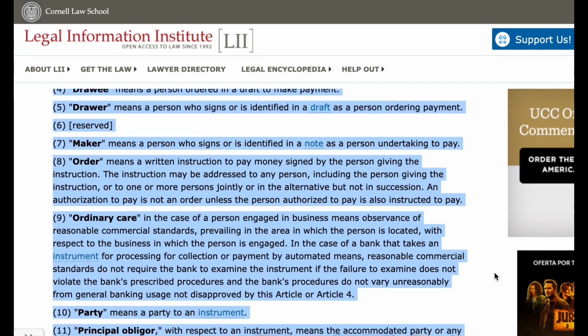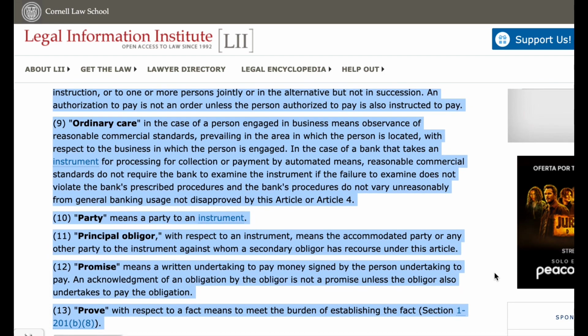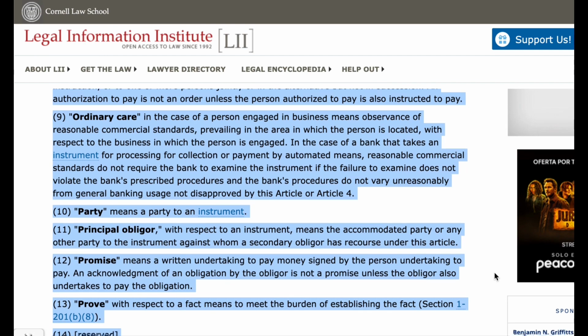9. Ordinary care in the case of a person engaged in business means observance of reasonable commercial standards prevailing in the area in which the person is located, with respect to the business in which the person is engaged. In the case of a bank that takes an instrument for processing for collection or payment by automated means, reasonable commercial standards do not require the bank to examine the instrument if the failure to examine does not violate the bank's prescribed procedures and the bank's procedures do not vary unreasonably from general banking usage not disapproved by this article or Article 4. 10. Party means a party to an instrument.